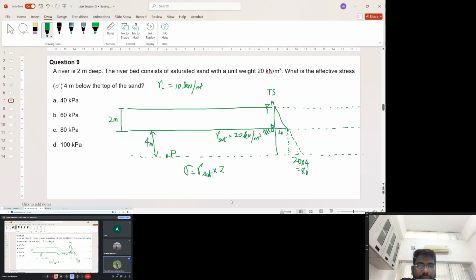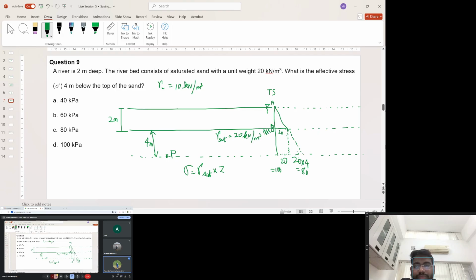Any doubts till now? No, sir. Clear. Okay. So the total stress at P will be 100, 80 plus 20. Now coming to the pore water pressure.